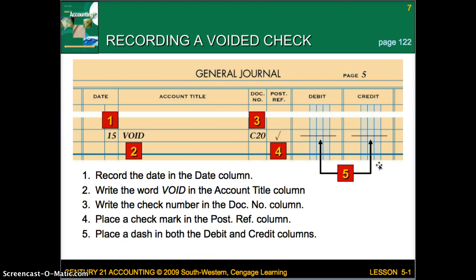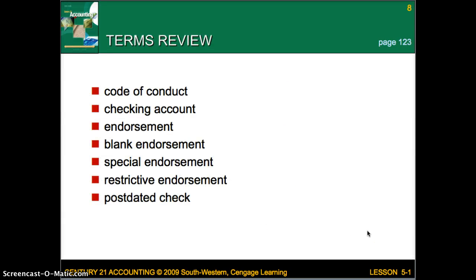We need to record any voided checks into our general journal. So sometimes you write a check and you make a mistake, and so you void it out so that it's not able to be cashed. When we do that, we need to record the date in the date column. Then we need to write void in the account title column. We will just put the check number in the doc number column, so check 20, and then we will place a check mark in the post reference column. We will place a dash in both the debit and the credit side to know that there was no money used during that voided check.